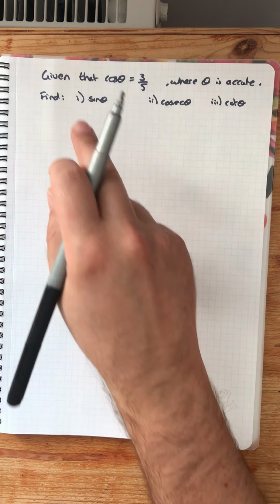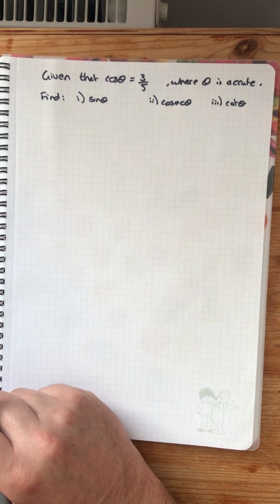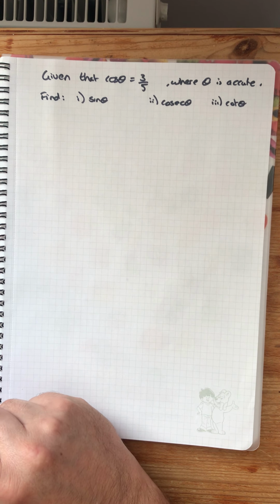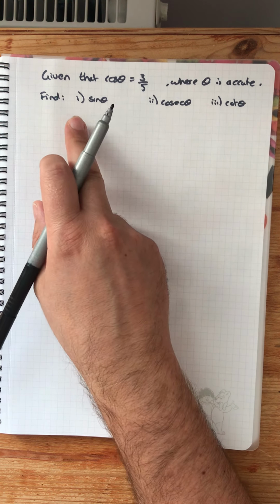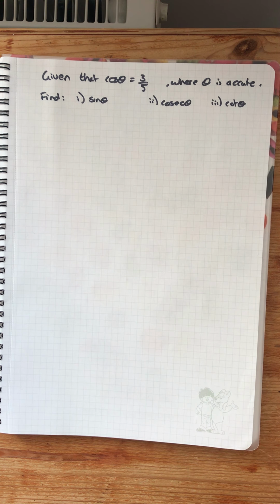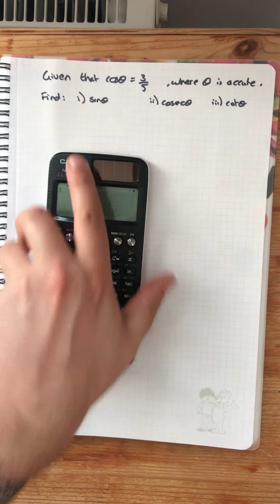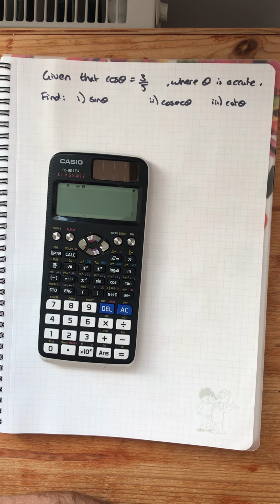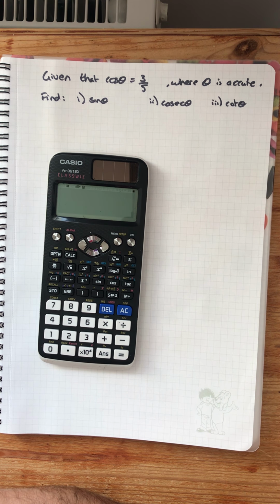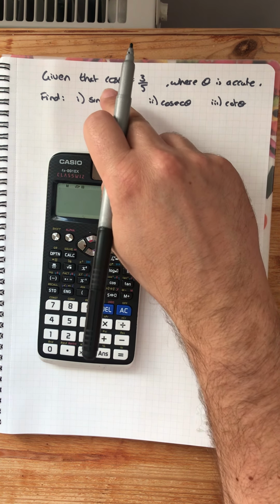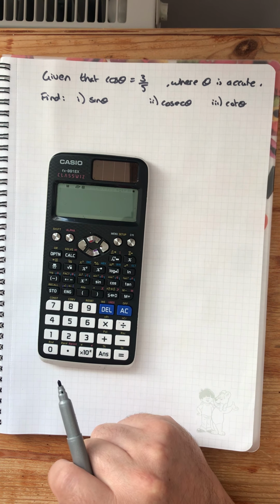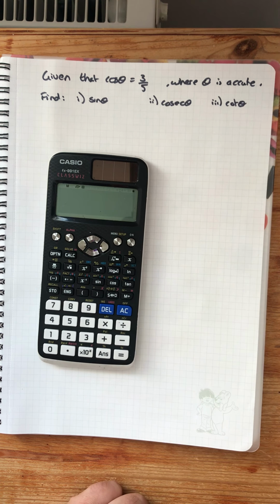This question has told us that cos theta is equal to 3/5, where theta is an acute angle, and wants you to find sine theta, and so on. Now, we all have one of these, the calculator, and we're not going to use it. It's not a method that the exam board will be wanting to see. Any old idiot can type in inverse cos of 3/5 and get the angle, and then just type it in to get sine. That's not what we want to do.